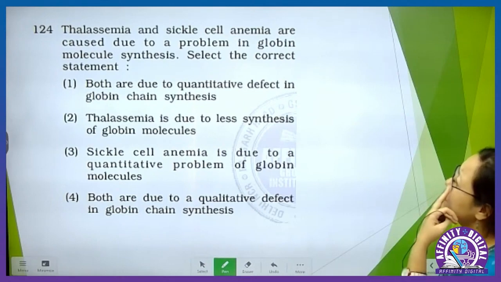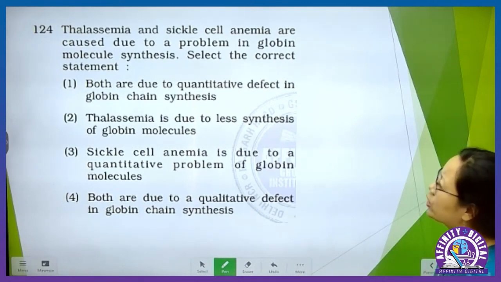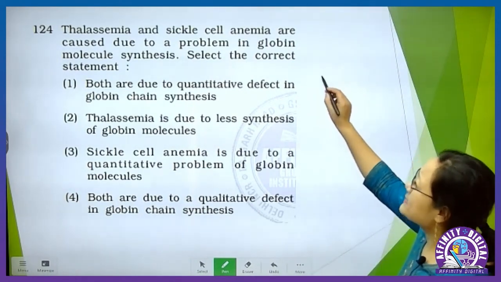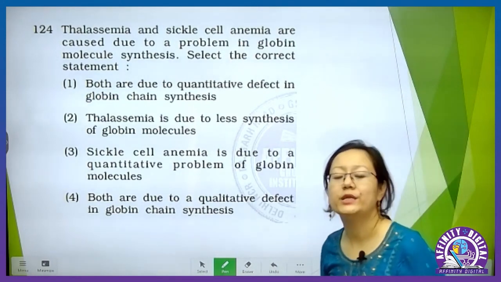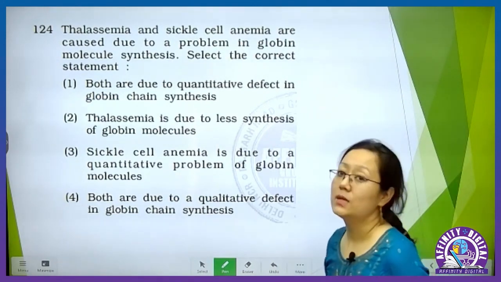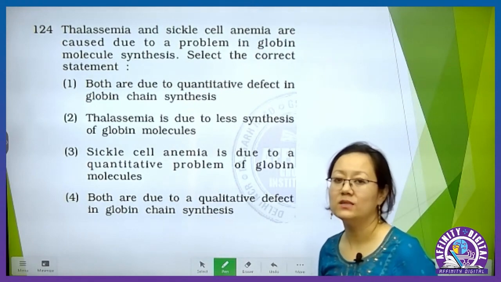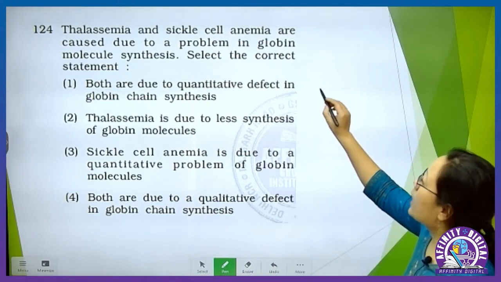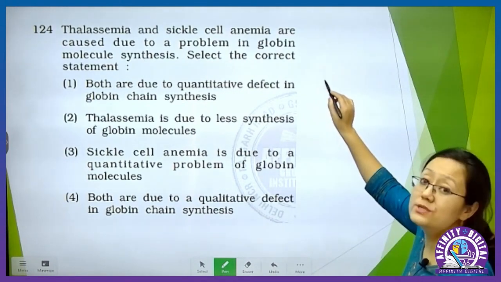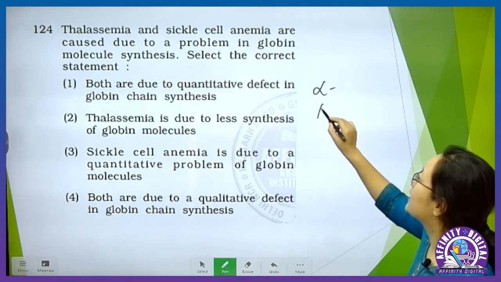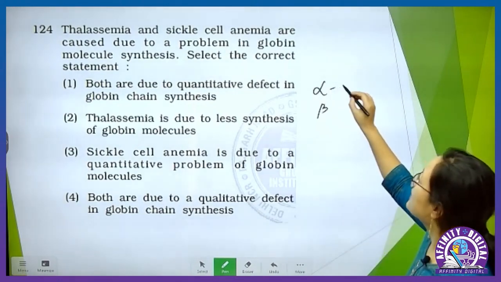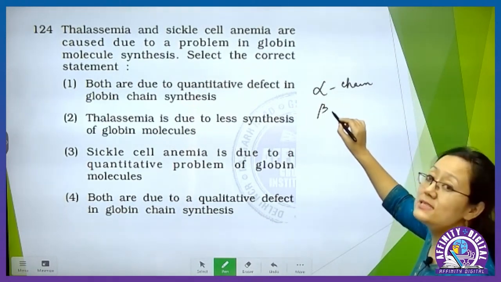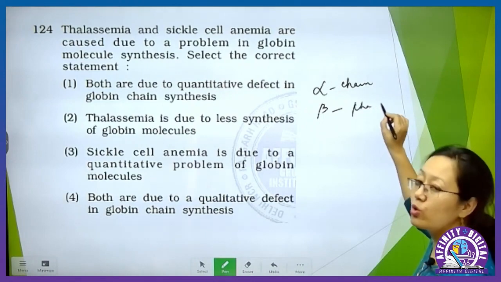Thalassemia and sickle cell anemia are caused due to problem in globin molecule synthesis. Select the correct statement out of it. Thalassemia is due to quantitative effect and sickle cell anemia is due to qualitative effect. We have done this nicely in the class, but in this video I'll give you a short brief explanation. Thalassemia is of two types, alpha thalassemia and beta thalassemia. Alpha thalassemia will affect the alpha chain of hemoglobin and beta thalassemia will affect the beta chain of hemoglobin.